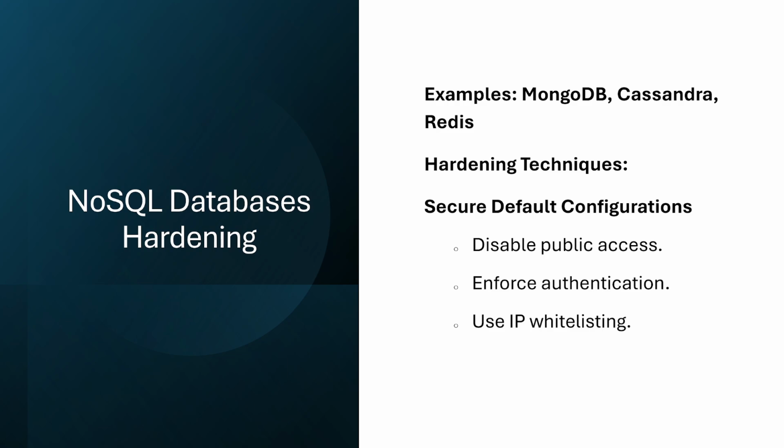So basically securing default configurations, disabling public access, and enforcing authentication, use IP whitelisting so that you don't have random IPs trying to attack you. And, who wouldn't disable default or public access, and then authentication. So basically making sure everyone authenticates their account, emails. Two-factor is the key for this.